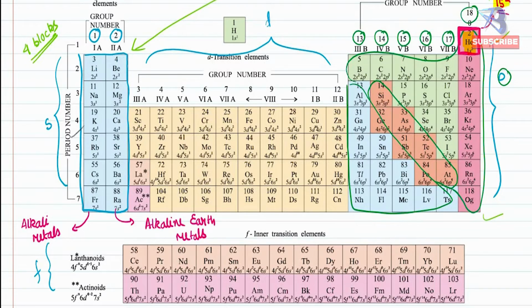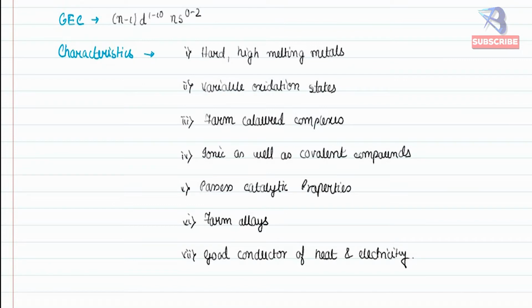Now let's see where the d block is located. This is the d block here. It is the largest block of elements in the periodic table. It consists of these 4 periods, and here the 3d, 4d, 5d and 6d series are filled. Now look at the properties and characteristics of d block elements. The general electronic configuration is (n minus 1) d1 to 10, ns0 to 2.